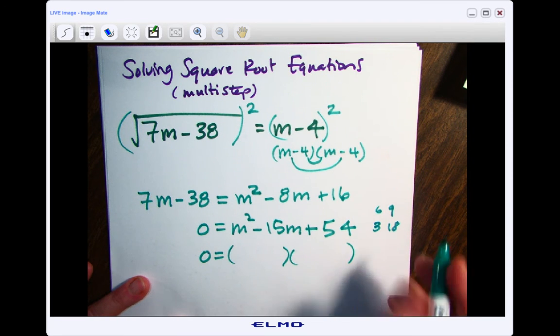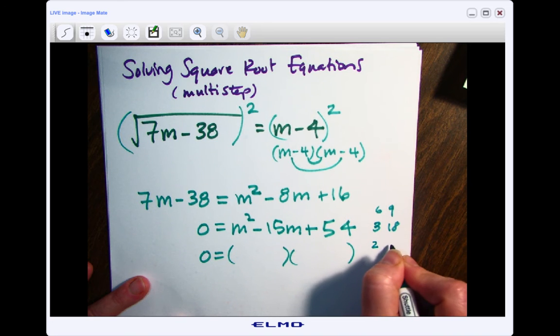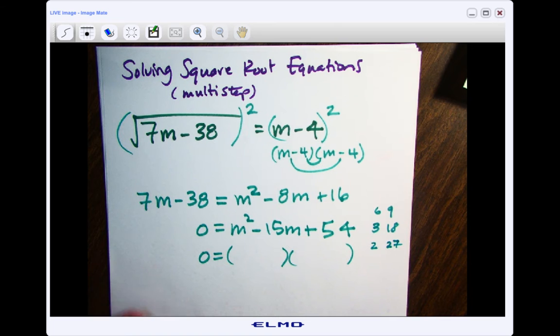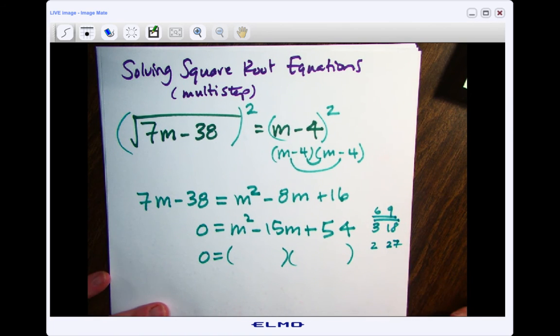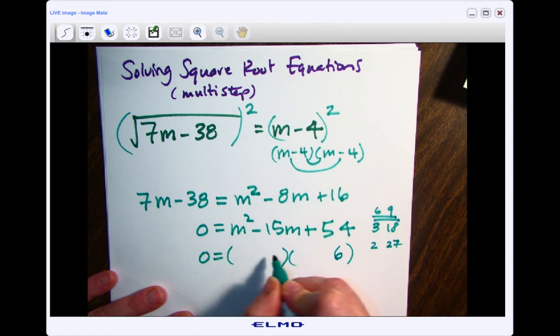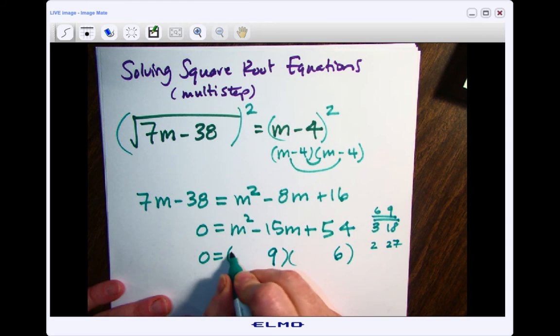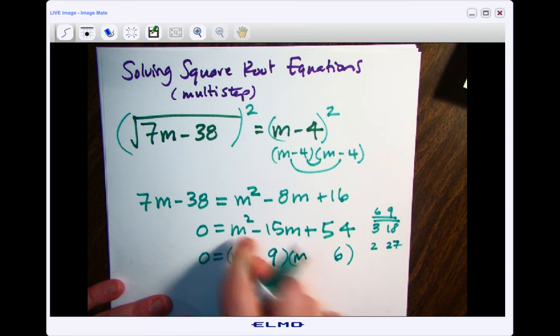But 2 even, right? 2 and what is that? 27. So there's a bunch of different ones you could try. I would have thought of this one first because 54 makes me think of that one. So that's the one I'm going to try. So I'm going to put a 6 and a 9. I know these first ones have to be m's to get my m squared.